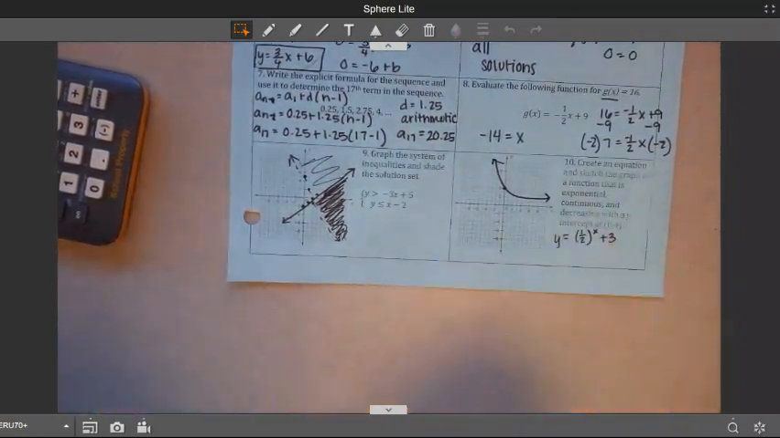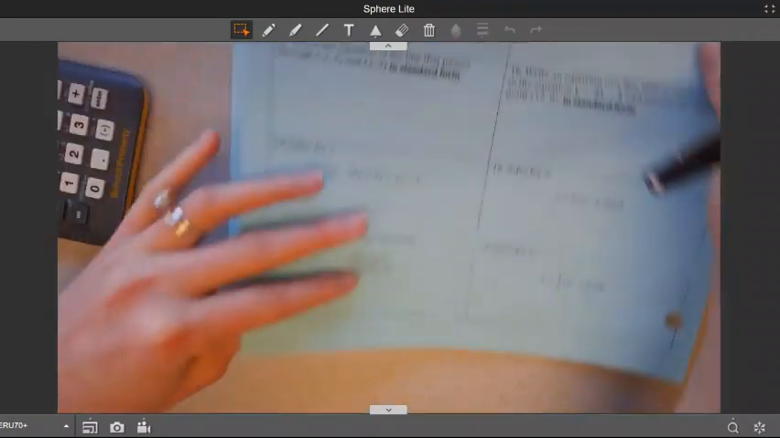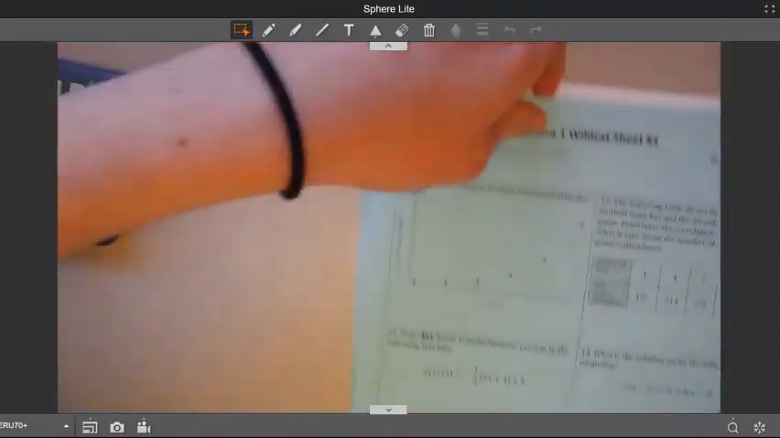All right, I'm going to go grab another paper because I'm pretty sure my pen bled through. So here we go for the back.